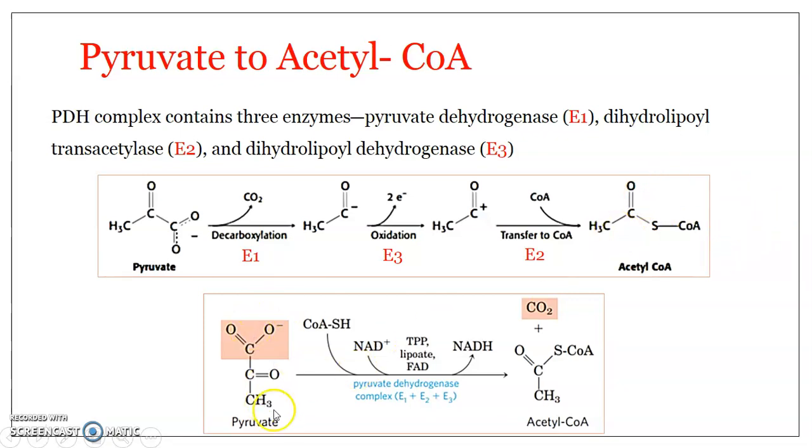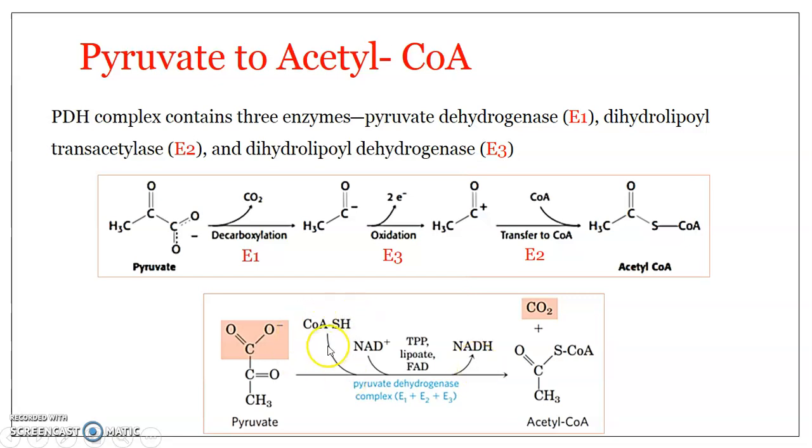So in a nutshell, pyruvate is getting converted to acetyl coenzyme A and carbon dioxide is produced during the process. And for the whole process to take place, what is required? The pyruvate dehydrogenase complex enzyme is required, which is formed of 3 different enzymes: pyruvate dehydrogenase, dihydrolipoyl transacetylase, and dihydrolipoyl dehydrogenase.